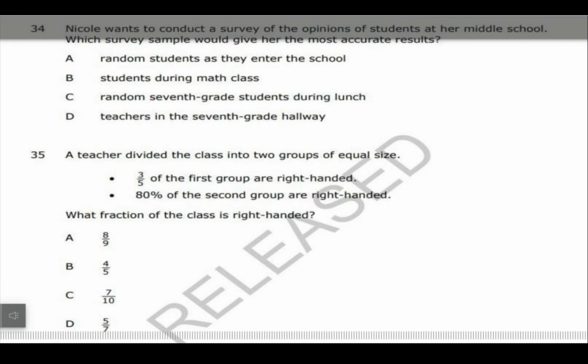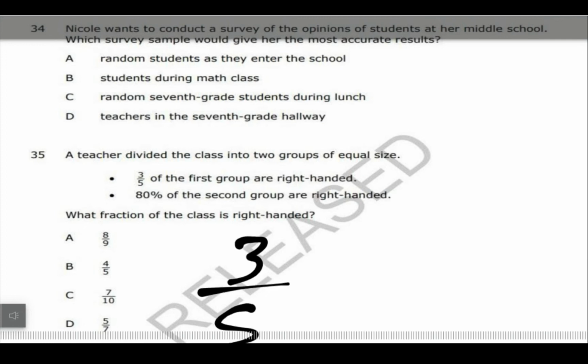35, it says a teacher divided the class into 2 groups of equal sizes. 3/5 of the first group are right-handed. 80% of the second group are right-handed. Which fraction of the class is right-handed? All right, so in the first group, we had 3/5.